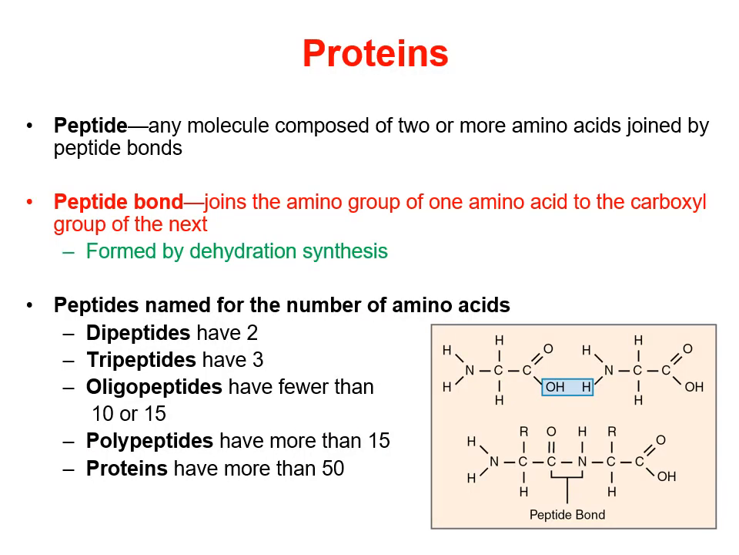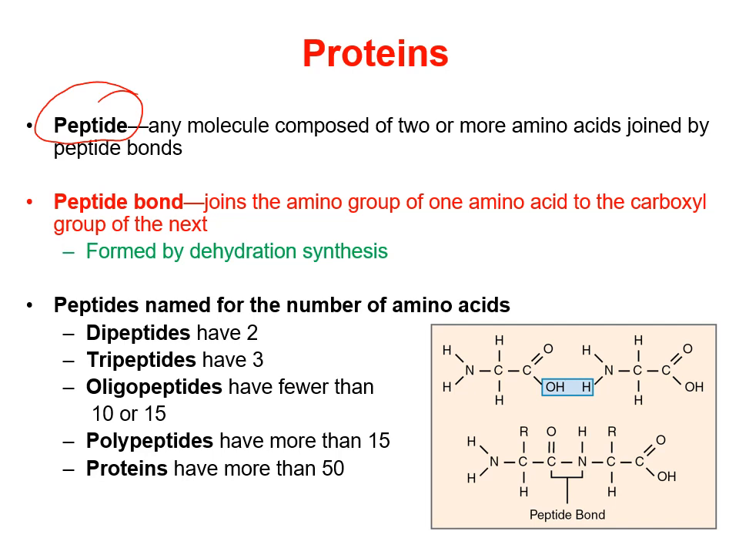Now, the bond between amino acids is called a peptide bond. So the peptide bond is unique to protein. And when protein denatures or breaks down, it breaks down into amino acids that we'll look at in just a second.